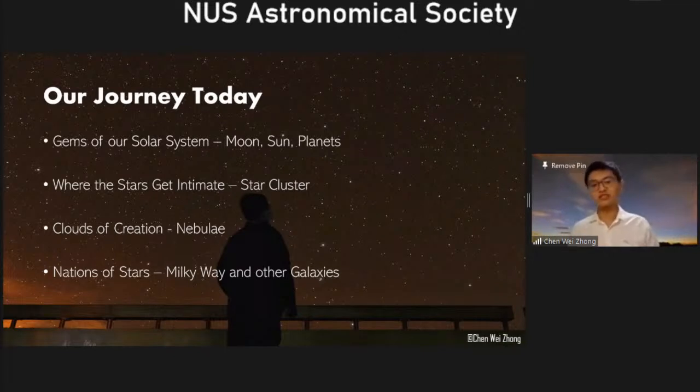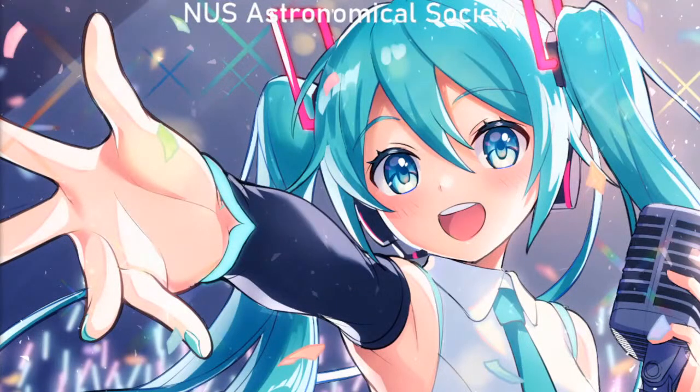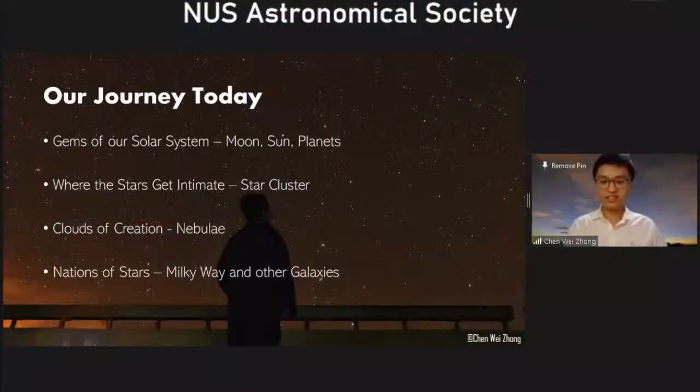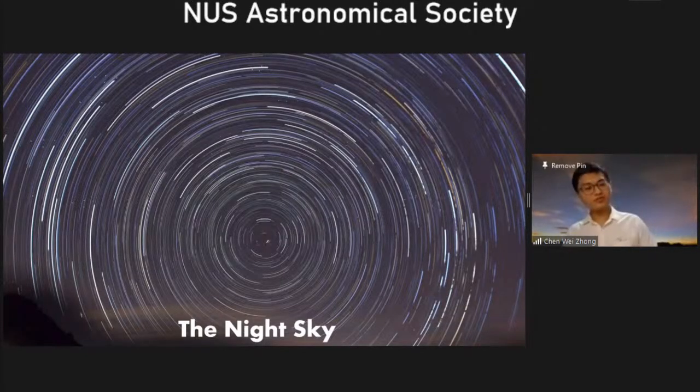Our neighborhood in the solar system, and then it will take us to deep sky objects like the star clusters and the nebulae that are scattered across the night sky. And lastly, the Milky Way and other galaxies. And let's begin. So we'll start close to home first, okay? Let's take a look at the night sky.